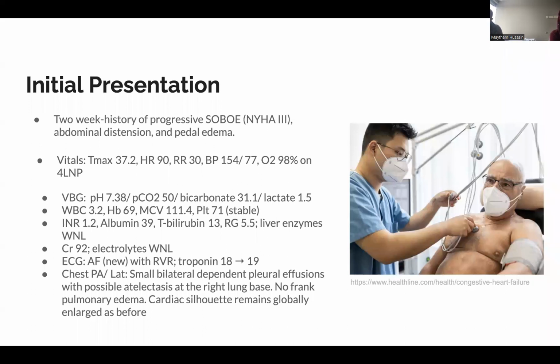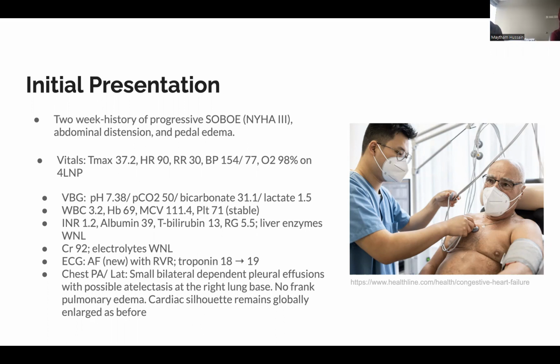On presentation, he was quite tachypneic with a resp rate of 30 and was satting 98% on 4 liters by nasal prong. On auscultation of his lungs, there were bibasilar crackles. He also did have grade 2 to 3 pitting edema bilaterally to his knees, and his abdomen was quite distended with a query fluid wave noted. His blood gas, CBC, LFTs, liver enzymes, creatinine, and electrolytes were all either essentially normal or stable from previous values. His ECG did, however, show new AFib with rapid ventricular rate.